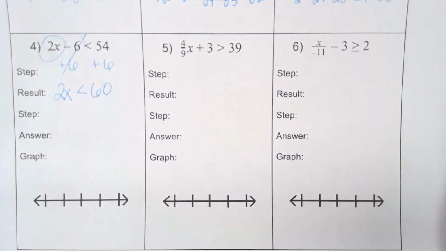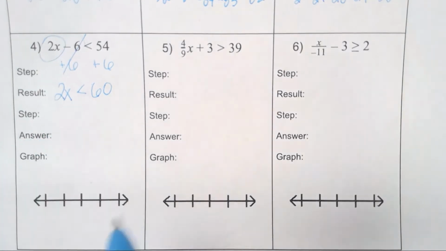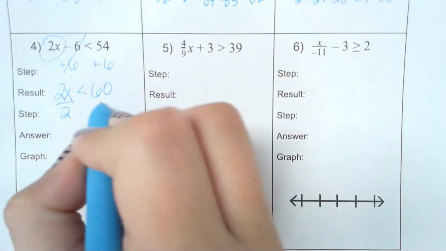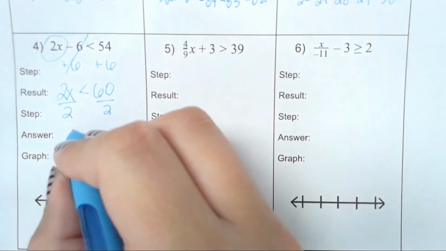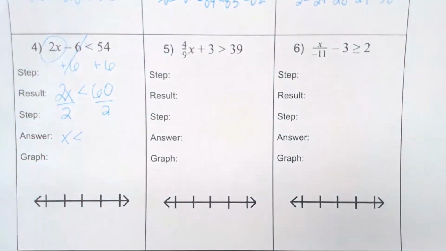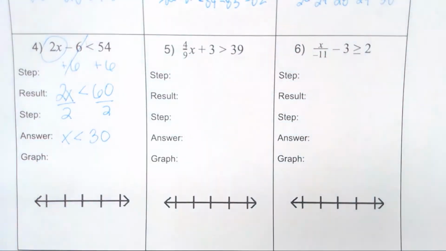And then we still need to get that x by itself, so the 2 is attached to it. Right now 2 and x are multiplying, so the opposite of multiplying would be to divide. So that then our answer is x is less than 60 divided by 2, which is 30.